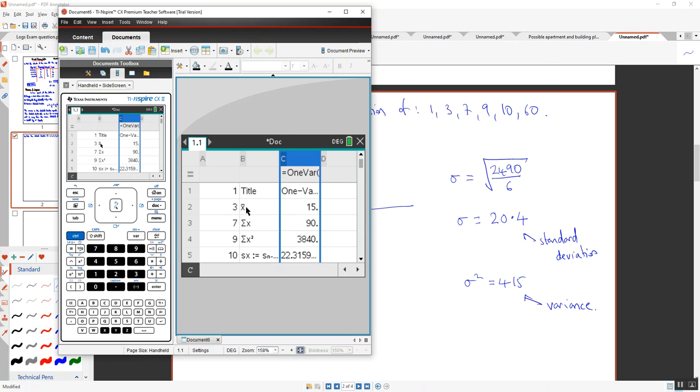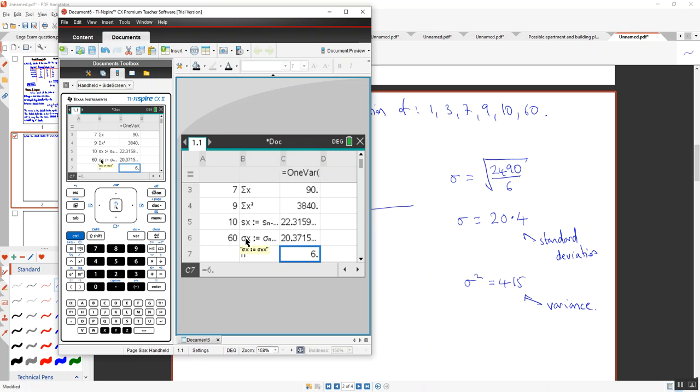So we're given x bar is 15. And then down here on the calculator, this is our standard deviation, 20.3715. So sigma x is the standard deviation. Do not get it confused with sx. That's something else. It's the sample standard deviation.